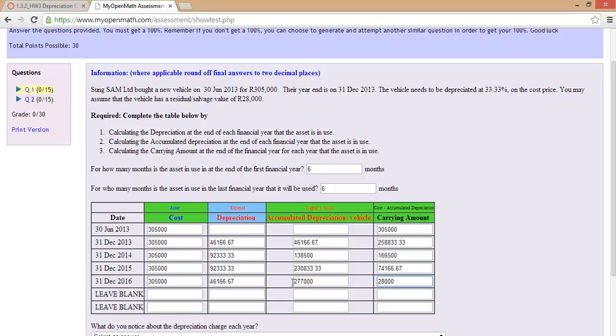We've used in total 277,000 Rand, which has been moved from the asset. You will see that the asset's value has decreased over the time, and it's been moved into this account, into the expense account over the financial year. So as we use the asset, its value has decreased in the carrying amount column, and the expense has increased every year, or there was an expense every year, to account for the asset's usage.